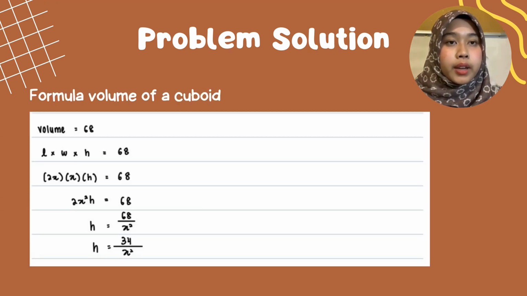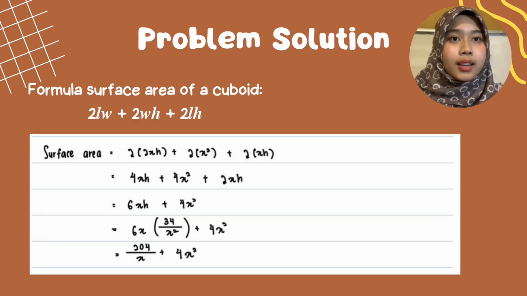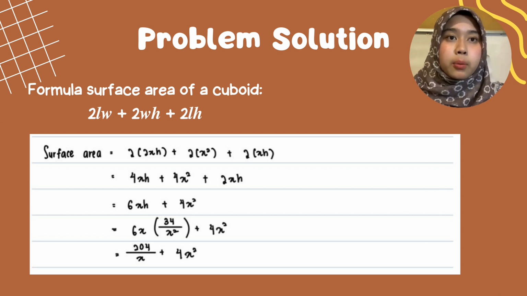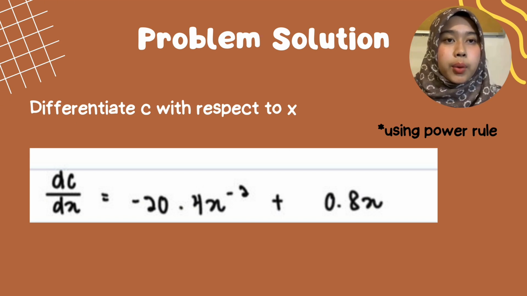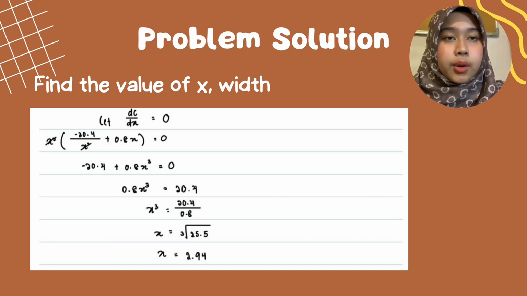Second step, we need to find the height since it's not given in the problem. We will use the formula for the volume of a cuboid, which is length times width times height equals volume. Next, we will use the formula for the surface area of a cuboid. Next, to find the cost of the cardboard, we just multiply the cost of the cardboard per cm² with the previous answer. To continue the solution, we need to differentiate C with respect to x. After differentiating C with respect to x, we will get dC/dx. So we will let dC/dx equal 0 to find x, which is the width.